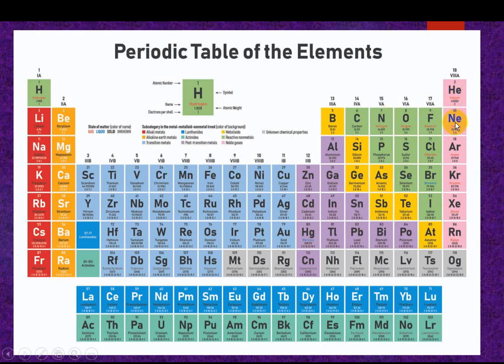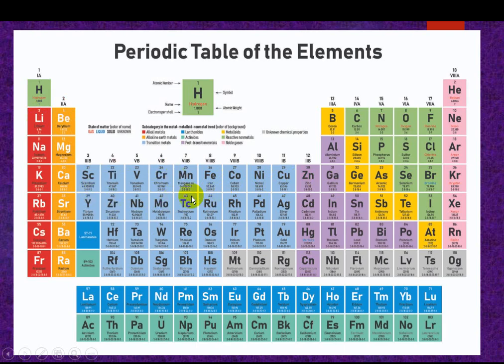On the right hand side, all elements are p block. On the left hand side, group 1 and group 2 are s block elements. In the middle, these elements are d block elements, like scandium to zinc.